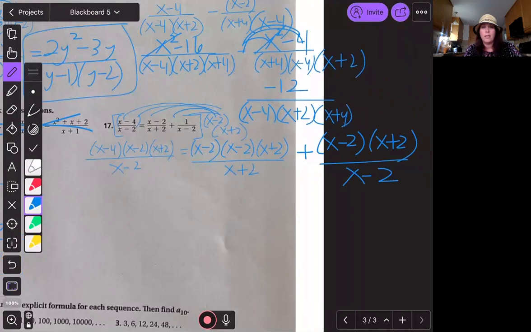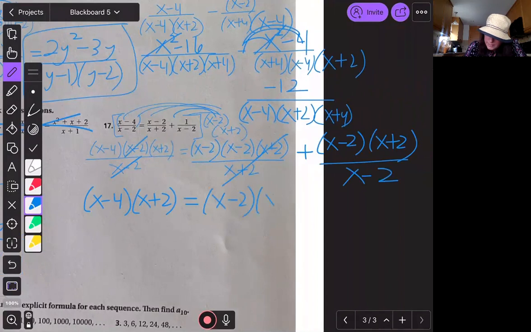Now, that makes it look like we messed it up even more, but we're going to go ahead and reduce anything that has a match. So we're left with x minus 4 times x plus 2 equals x minus 2 times x minus 2, and then over here plus x plus 2. So we got rid of all of our fractions. Now, we still have a pretty difficult problem to solve.